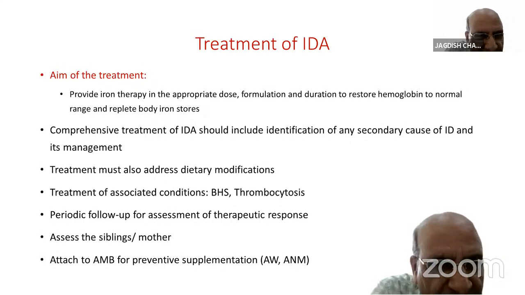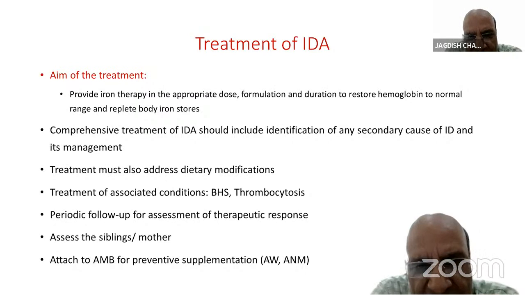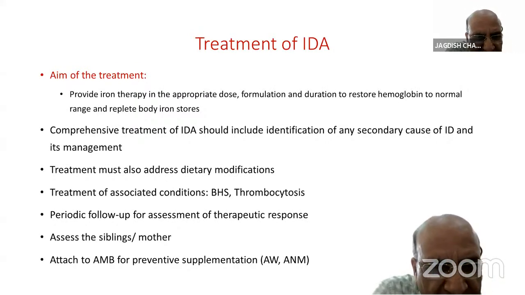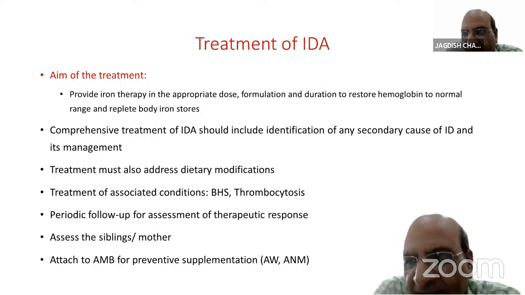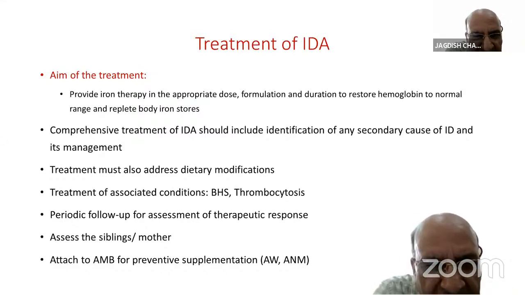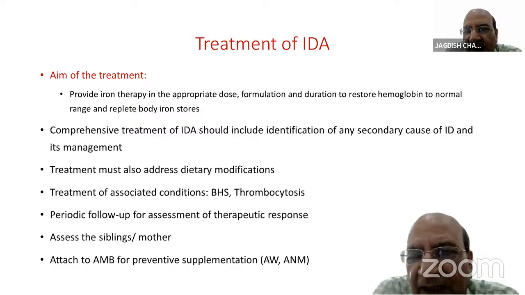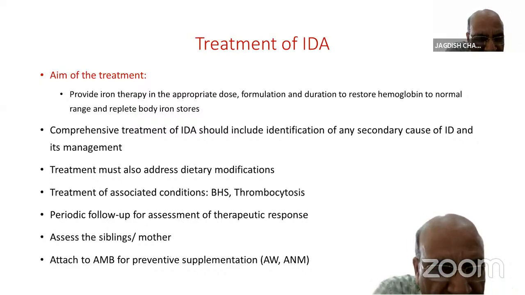Treatment should address the dietary modification and also address the associated conditions like breath holding spells and thrombocytosis. The follow-up is required for assessment of therapeutic response. And in addition, assess the siblings, because he is also growing in the same milieu, and the mother, particularly if the case is a young child, looking at the mother and treating her iron deficiency also is important.